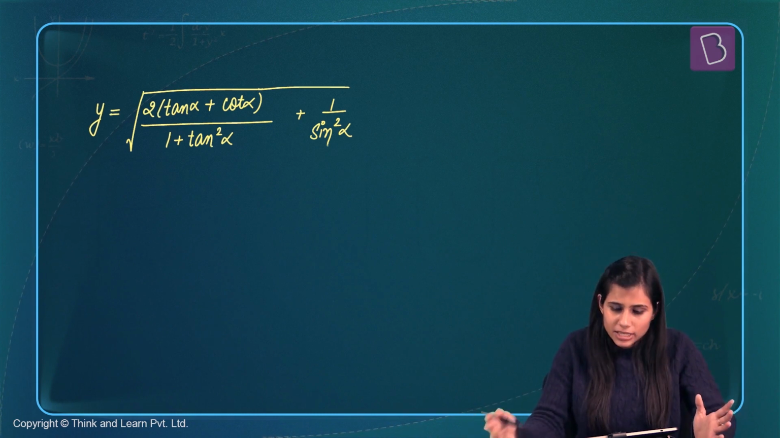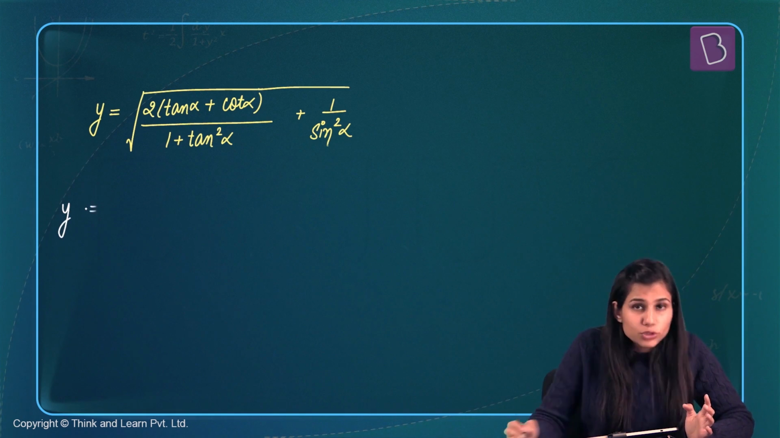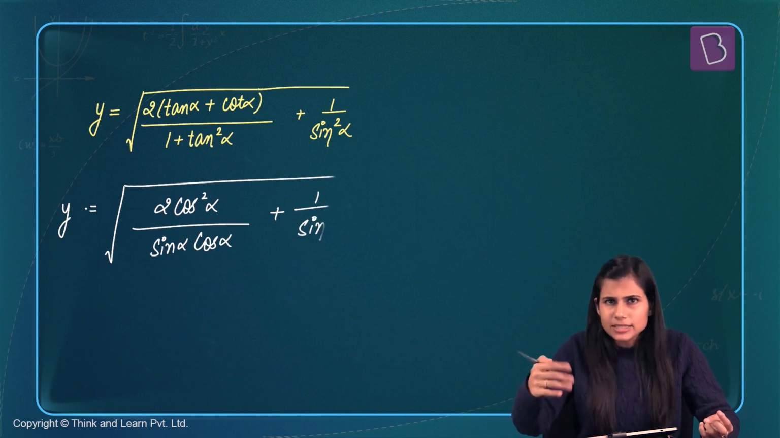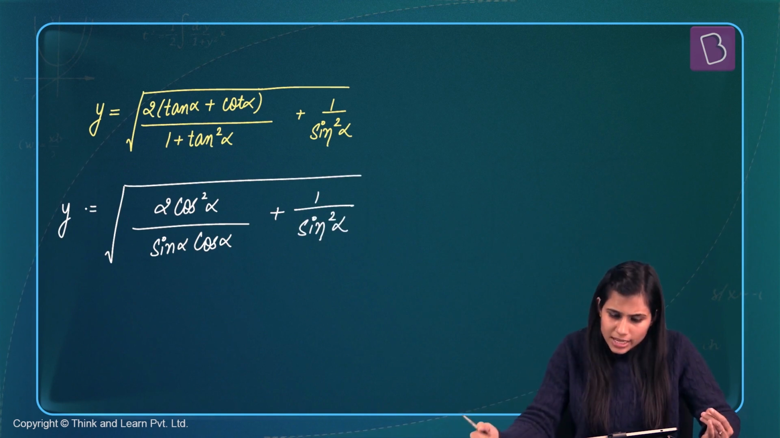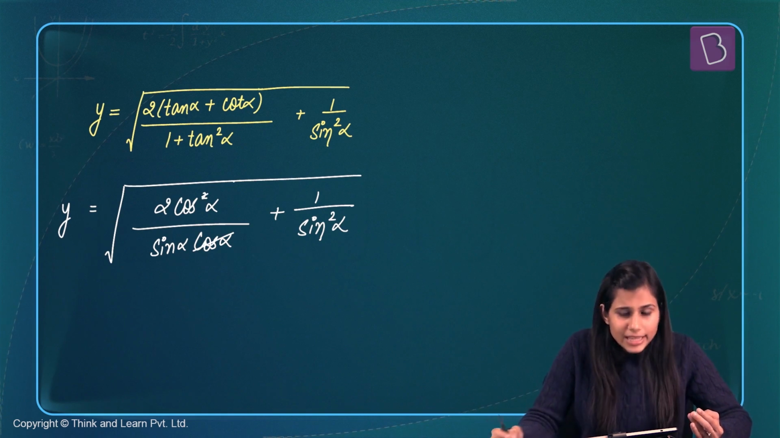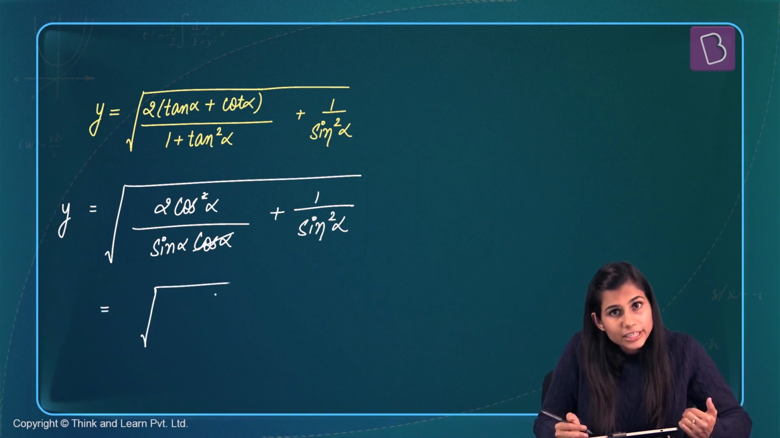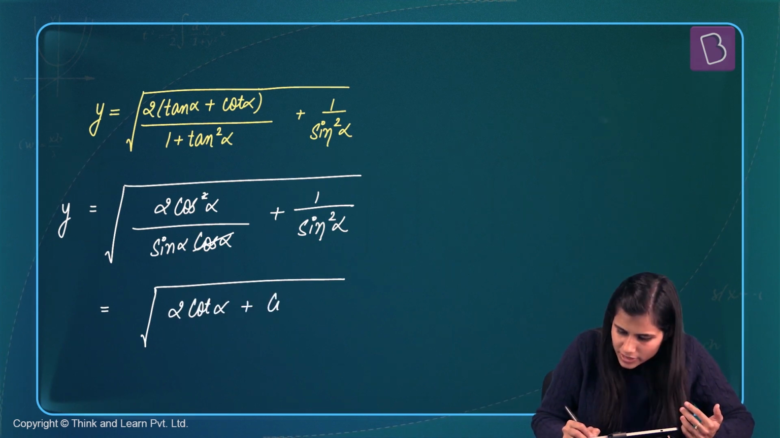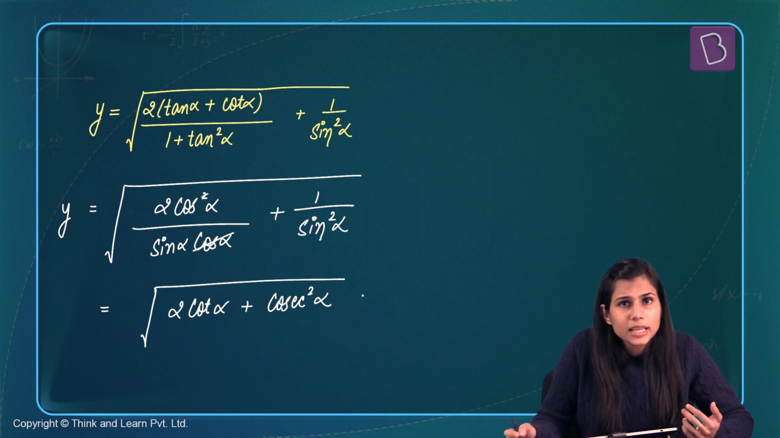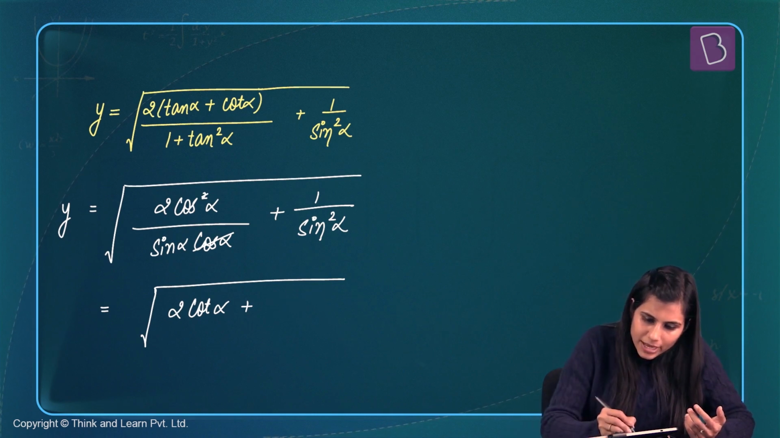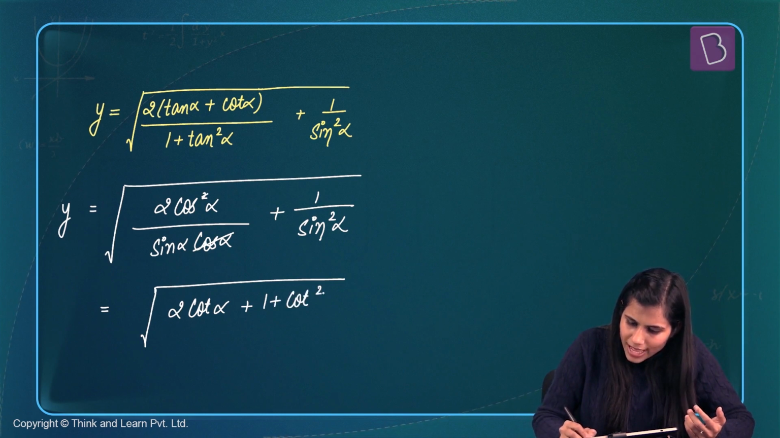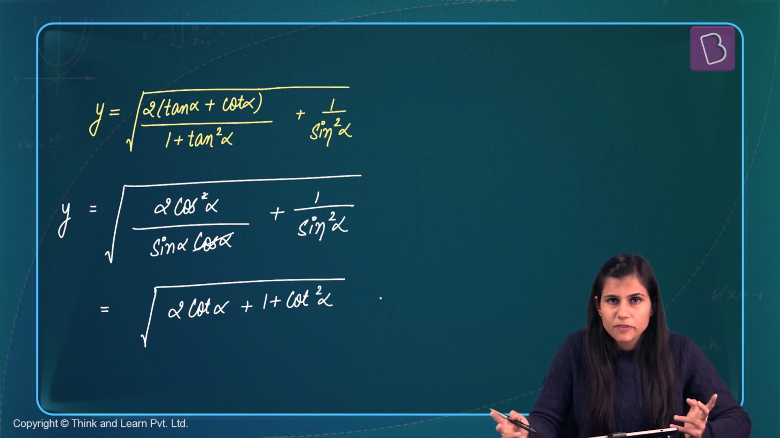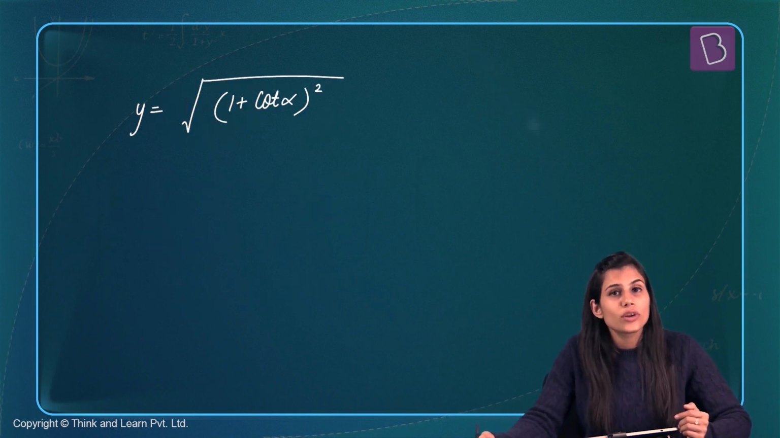simplified version of this expression, you are going to get y to be equal to positive square root of 2 cos square alpha upon sin alpha into cos alpha plus 1 by sin square alpha as it is. So in here you can see this cos alpha cancels out. You're left with 2 into cos alpha upon sin alpha, that is 2 cot alpha, plus 1 upon sin square is nothing but cosec square alpha. Now if I write cosec square as 1 plus cot square, you can see what I have inside the square root. I have cot square alpha plus 2 cot alpha plus 1, which is a perfect square, and I can write that as 1 plus cot alpha whole square.